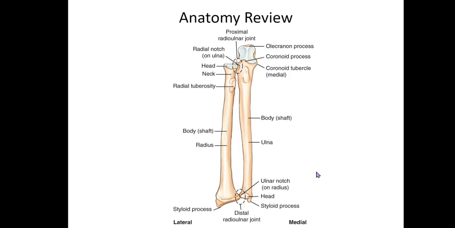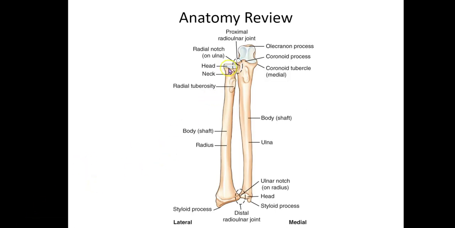So remember, the head of the ulna is distal, but the head of the radius is actually proximal, near the elbow joint. The long midsection of both the radius and the ulna is referred to as the body or the shaft. Interestingly, the radius is the shorter of the two bones, and you can see that pretty clearly here. It's shorter than the ulna. And when we pronate our hand, the radius actually rotates around the ulna with those two trochoid or pivot joints.